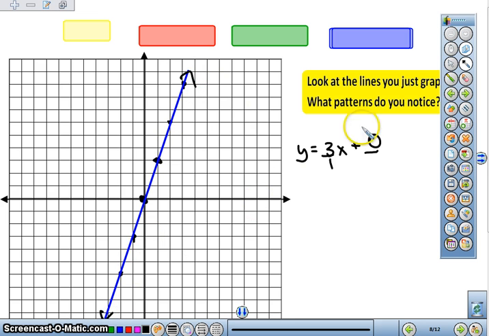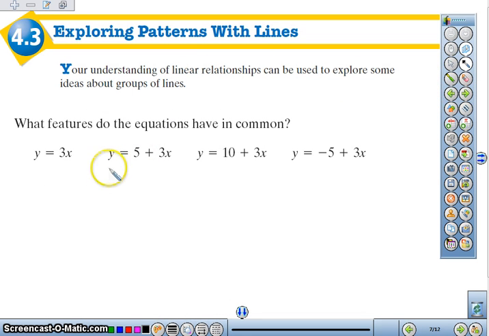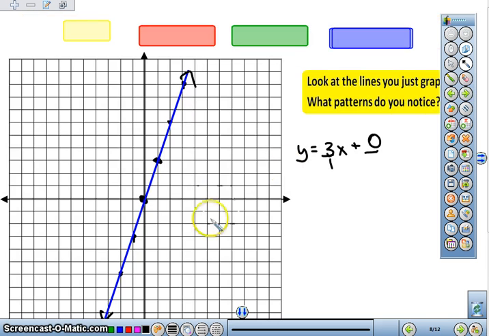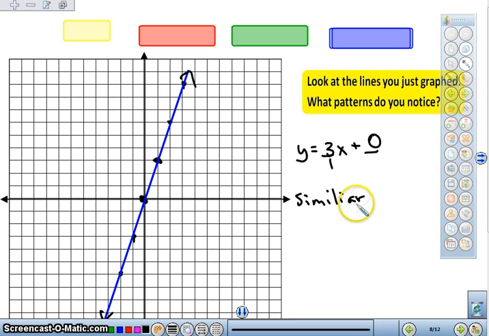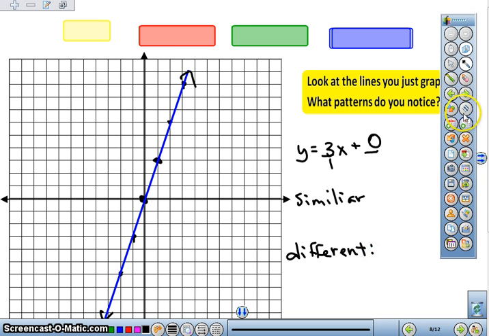And now I'm just going to graph the other 3 equations. So please graph the y equals 5 plus 3x, 10 plus 3x, and negative 5 plus 3x. And be ready to look at those answers with your graphs tomorrow in class, telling me what do you notice about those, what are things that are similar, and what is different. What do they have in common, and what's different?